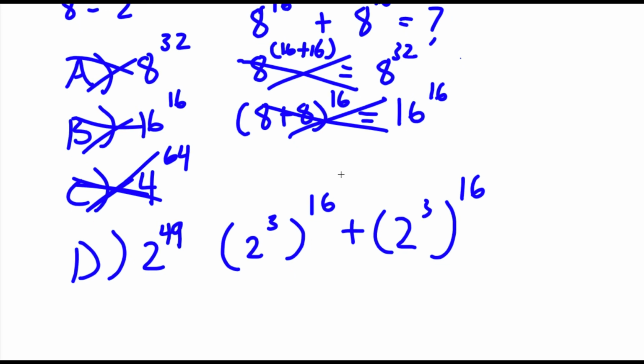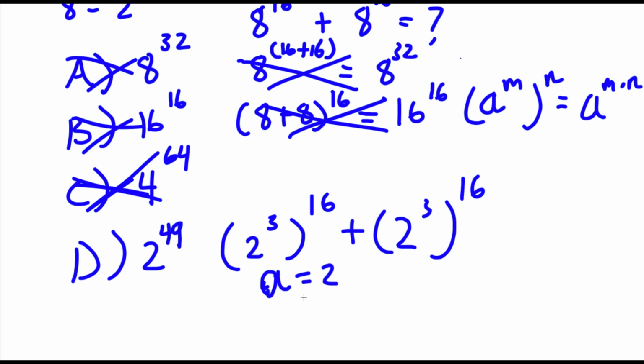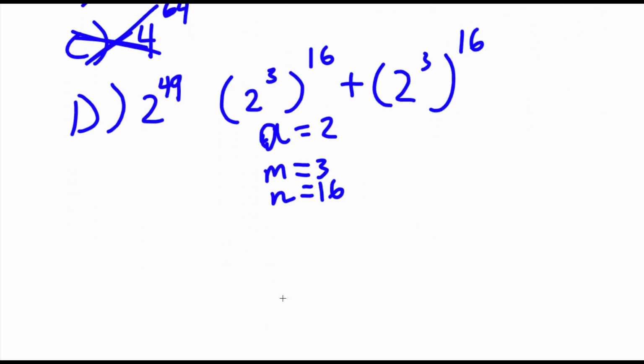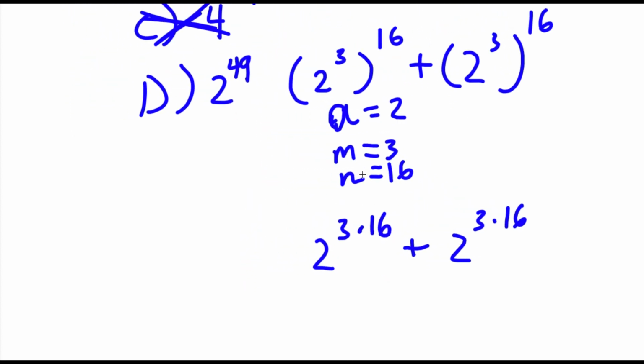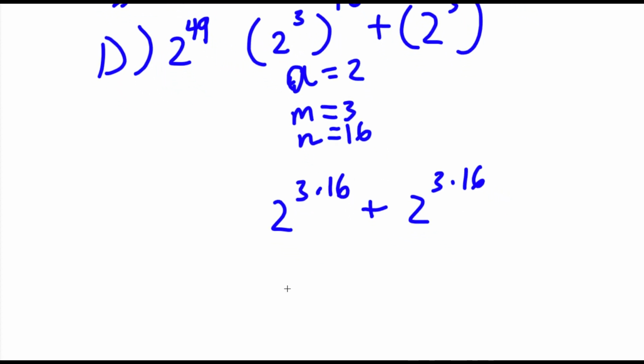Now, if I have something in the form a to the power of m to the power of n, this is equal to a to the power of m times n. So right here, we can think of a as 2, m as 3, and n as 16. So now I have 2 to the power of 3 times 16 plus 2 to the power of 3 times 16. Now, 3 times 16 is 48, so now I have 2 to the power of 48 plus 2 to the power of 48.